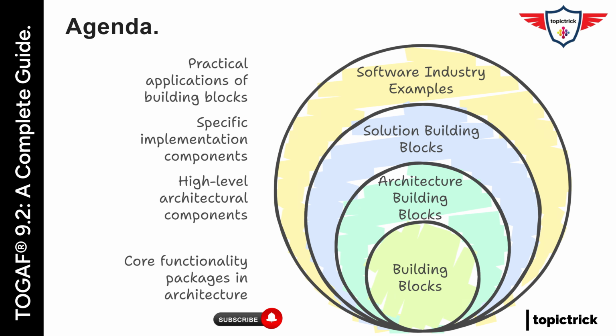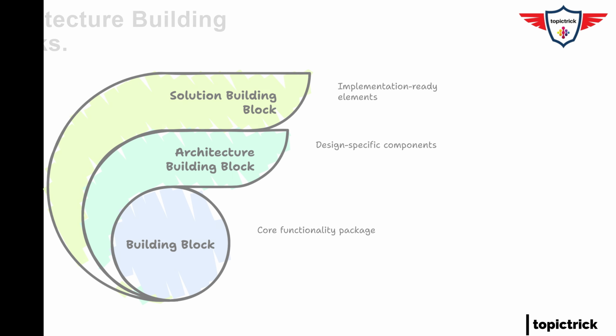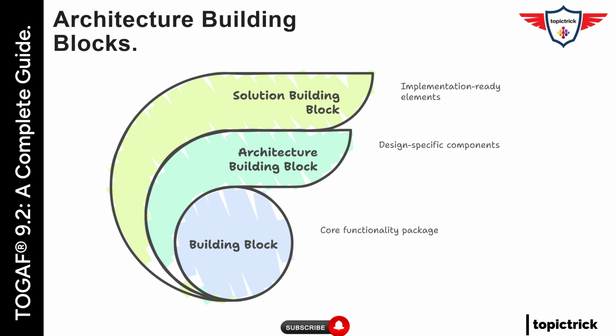So let's start by defining what we mean by building blocks. In TOGAF, a building block is a package of functionality that can be used, ideally reused, in different architectures. It's like a Lego piece. You can snap it into different models depending on the shape you're building. There are two main types: architecture building blocks, or ABBs, and solution building blocks, or SBBs.